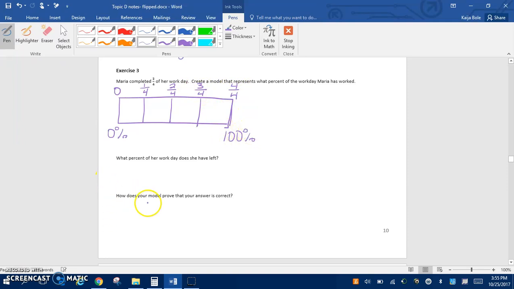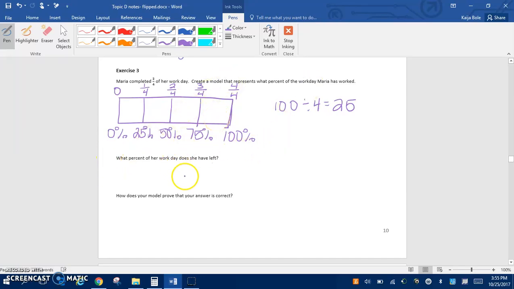So now we have to split up these other lines. So we are going to do 100 divided by 4, which gives us 25, right? Same thing. If we have $1 and we divide it up by 4, we get 4 quarters. So each line is 25%. So we have 25%, 50%, and then 75%. So it says to create the model.